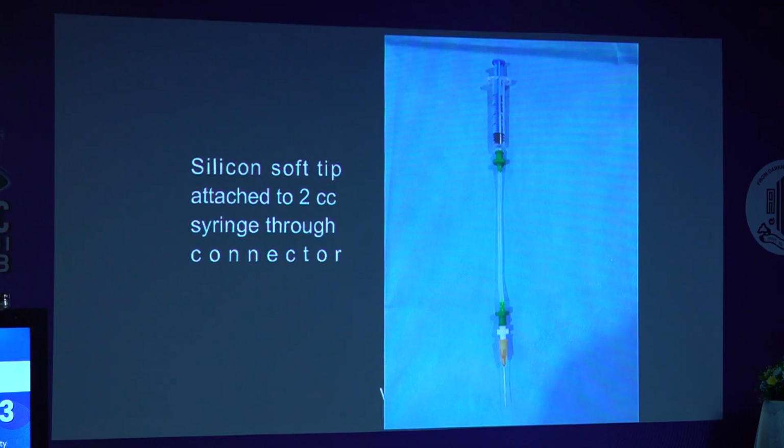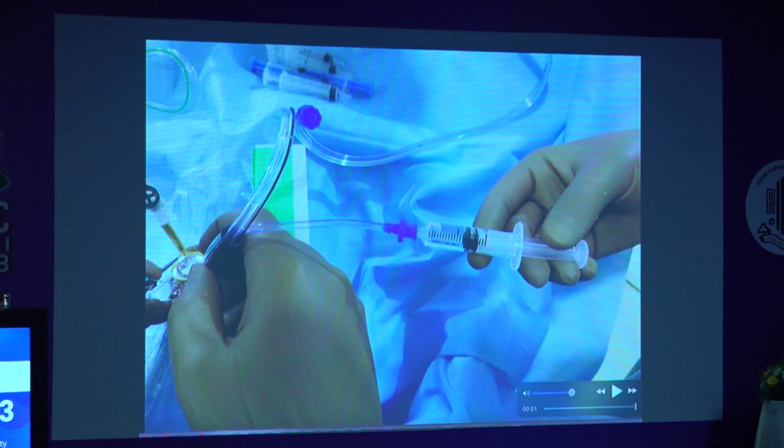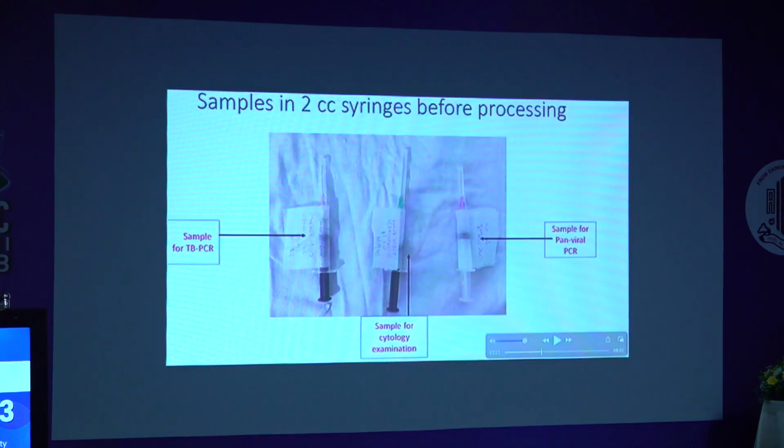Yeah. So this is the indigenous thing you have to make, so that your assistant will aspirate while you are doing the cutting, and the cutter's aspiration tip is connected to the 2 cc syringe. Absolutely the same way it has been done.